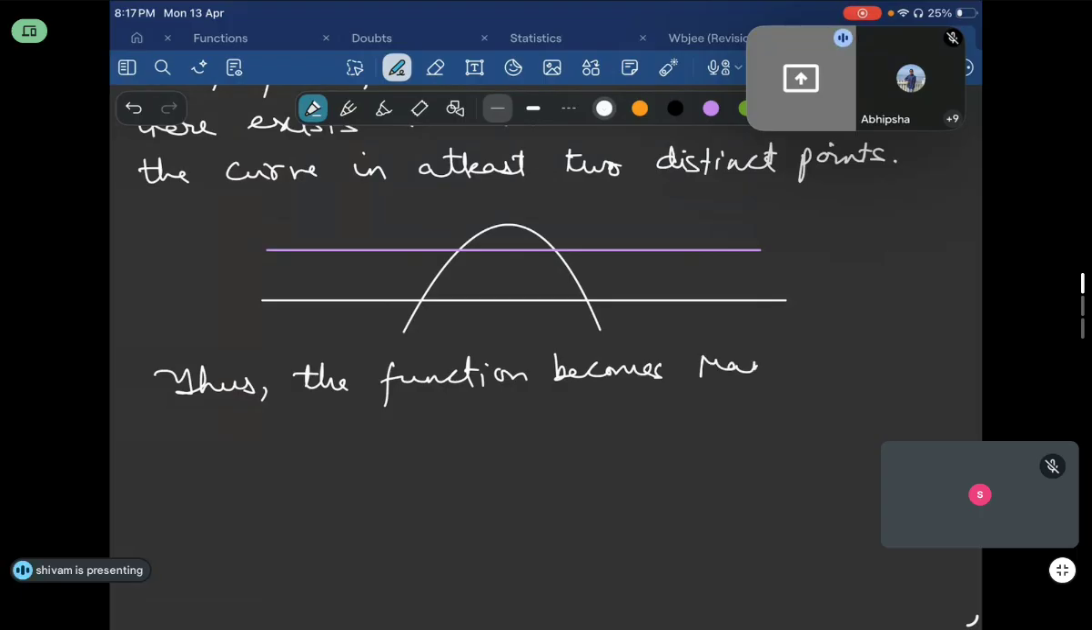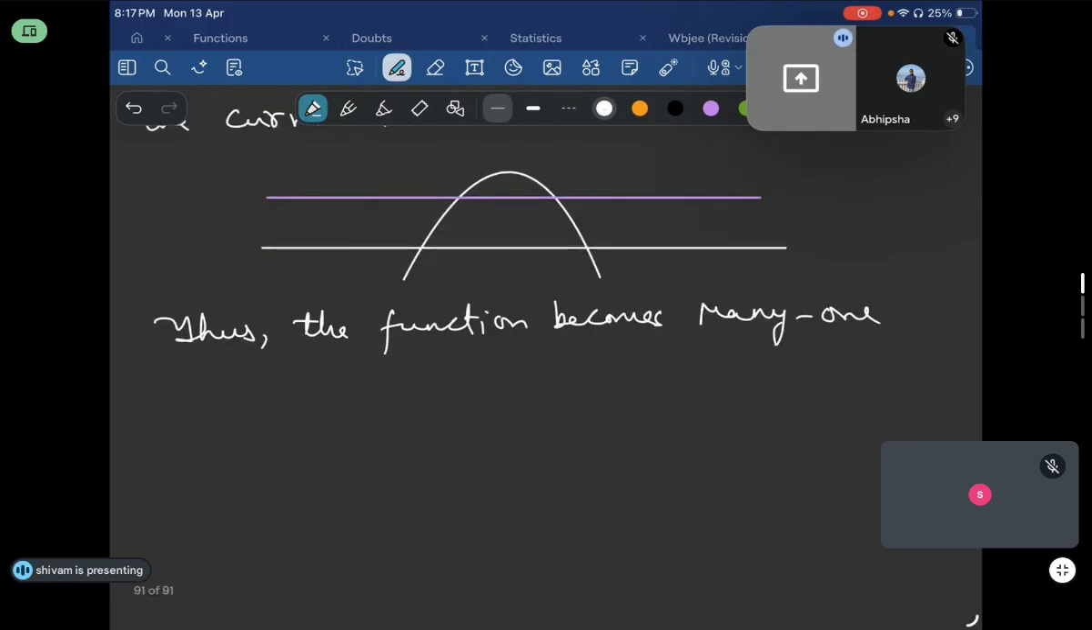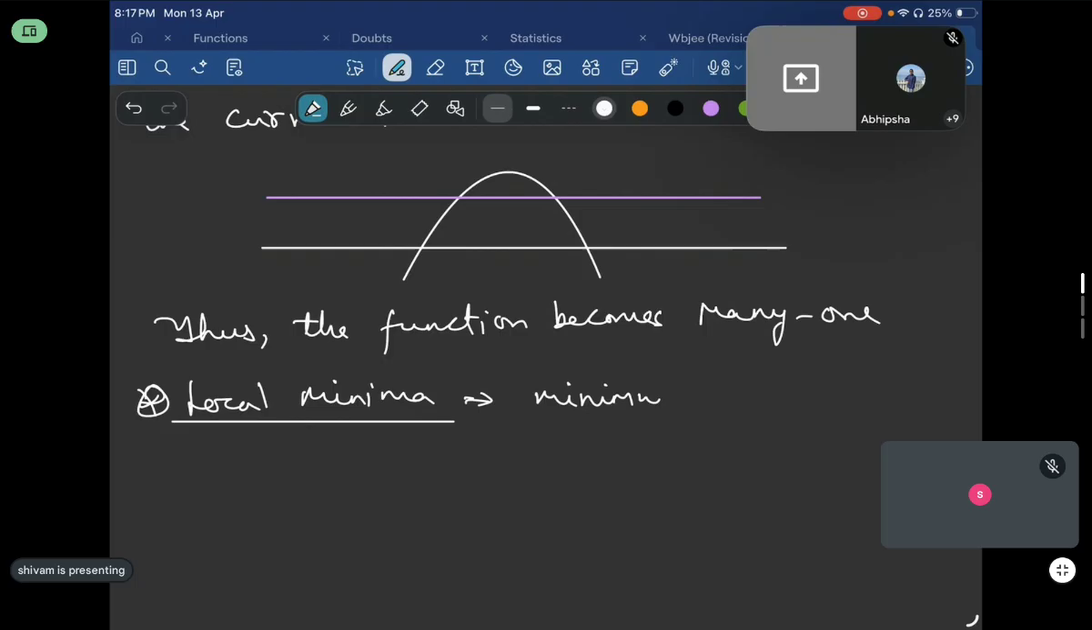Okay, if anyone has any doubt, you can ask me. Next. So similarly, we have something called local minima. Just like we have local maxima, over here we have local minima. Local minima means the minimum value of the curve or of the function in a particular interval.